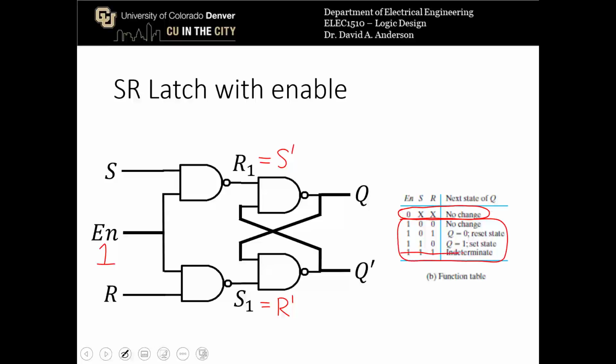Again, we have an unstable state. In practical use, we want to try and avoid that state. But when S and R are both zeros, we get no change at the output. When S is a 0 and R is a 1, again that refers to this S and this R, we get Q is equal to 0 and Q prime is equal to 1. When S is equal to 1 and R is equal to 0, we get Q is equal to 1 and Q prime is equal to 0.